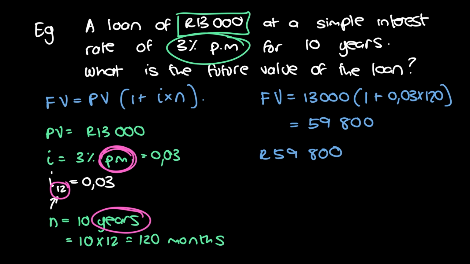Right. We could work out the total interest that we would have to pay for the loan. And that's just going to be the 59,800 Rand minus 13,000. So the total interest, so how much it actually cost us to take out this loan and use that money, is 46,800 Rand.